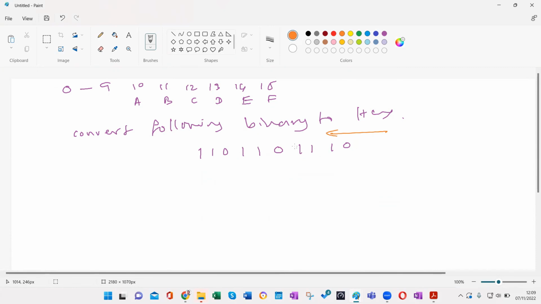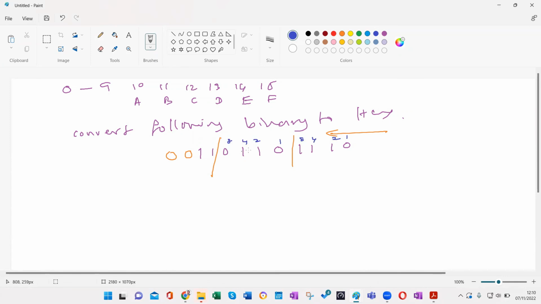1 2 3 4. 1 2 3 4. And this one has only 2, so I'm going to put 2 zeros there. Okay, then you convert these into their denary equivalent. How do you convert binary to denary? You know that. You write the positional values 1 2 4 8, 1 2 4 8.